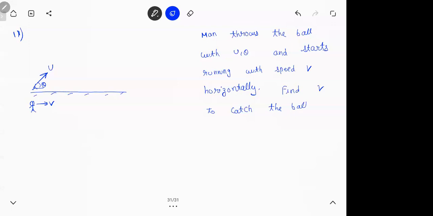Normally we do this with a dog, no? We take the ball and throw it, and it starts running. It's like that only. Basically, when the ball is falling like this, the man is running like this. So with what speed should he run so that he will be able to catch the ball? This is easy actually. If you think about it logically, you'll get the answer in a step. But let's see.